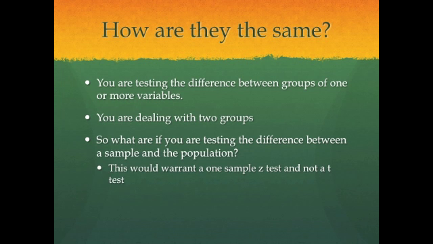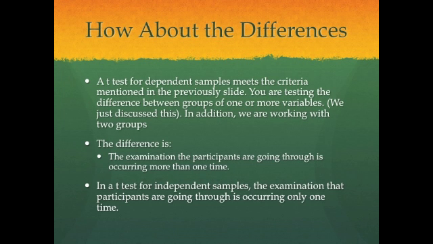But we wouldn't use a t-test if we are testing the difference between maybe a sample and the population. In that case, we would be using a one sample z-test. So let's talk about the differences between the two. We'll start with the t-test for dependent samples.